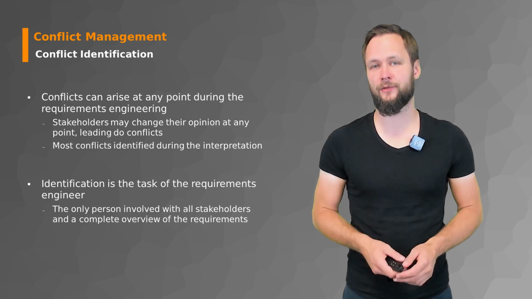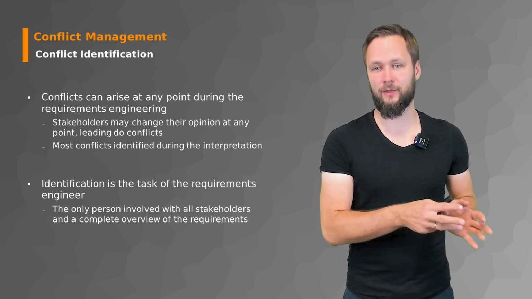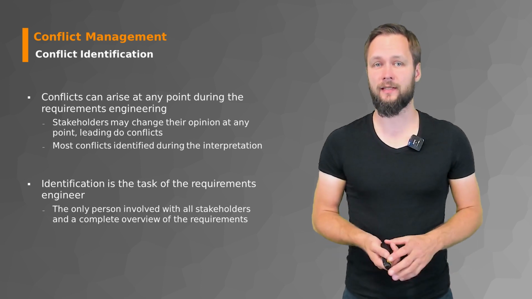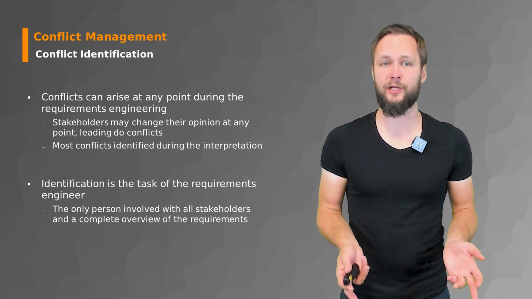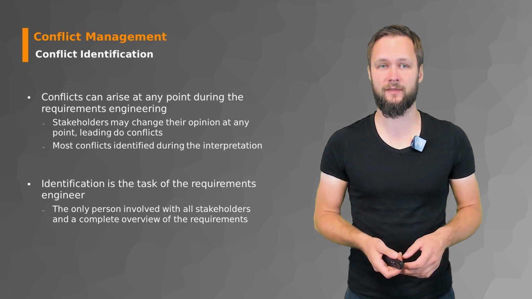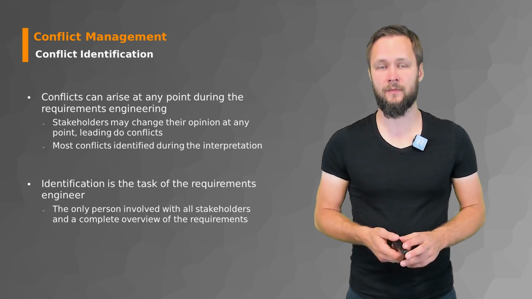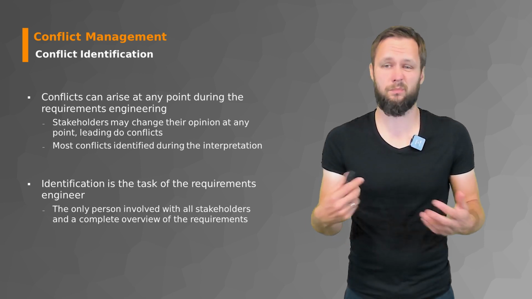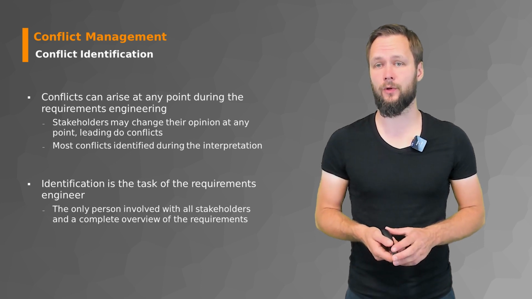Next, we're going to talk about managing conflicts. And the first phase of conflict management is always identifying conflicts. So specifically, we're talking now about the conflicts identified after the elicitation phase, but in general, conflicts can arise at any point during the requirements engineering process, because stakeholders may change their opinion at any point in time, leading to conflicts. But most conflicts are during the interpretation phase or after the elicitation phase. And it's your task as the requirements engineer to identify the conflicts, because you are pretty much the only person who's involved with all stakeholders and is supposed to have a complete overview of the requirements.